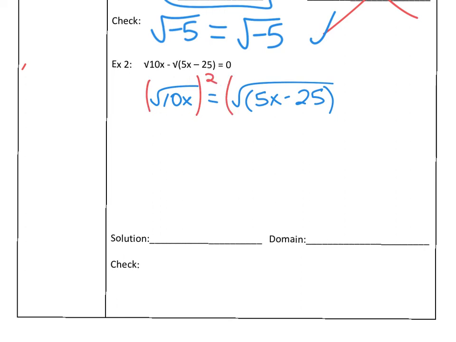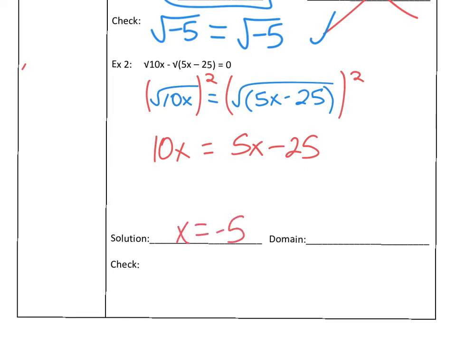Square them. What's that do? Yep, just drops everything, right? When you solve this, what'd you get? X is negative 5. And if you plug that in, you'll get square root of negative 50 equals square root of negative 50. So it's good. Questions on that?